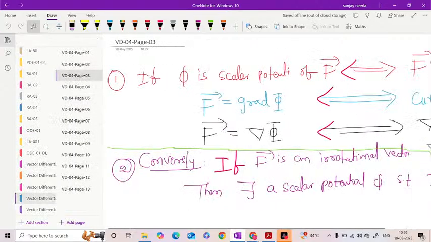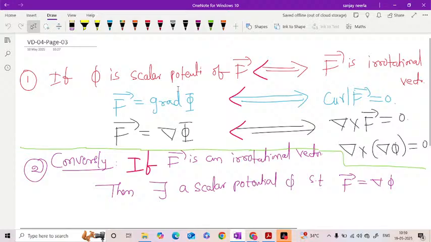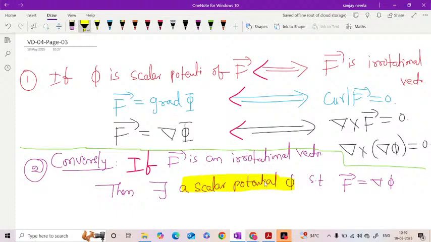Now what is the second property? The second property is: if f is an irrotational vector, there exists a function, that function is the scalar potential field, such that f is equal to del pi, or gradient of pi. So this is the second property.